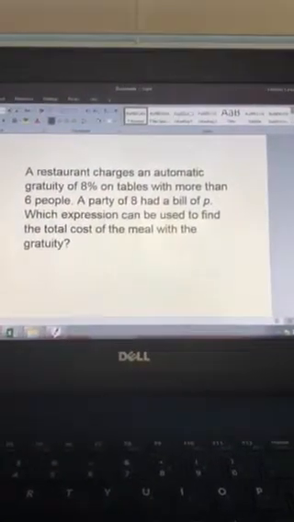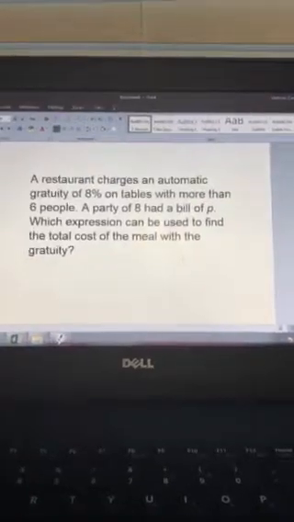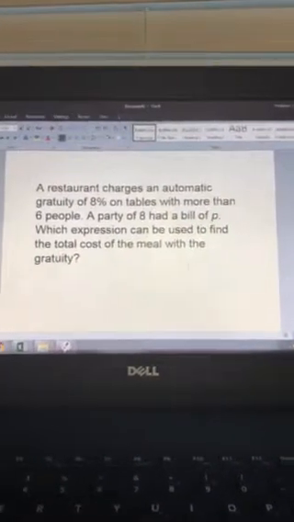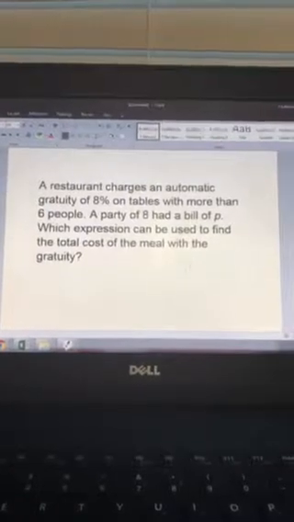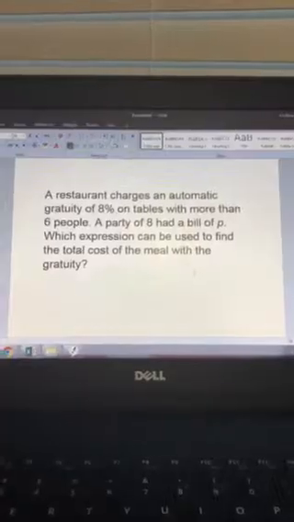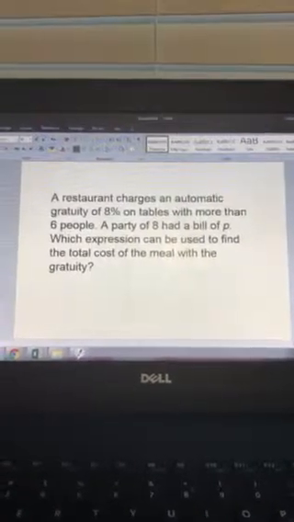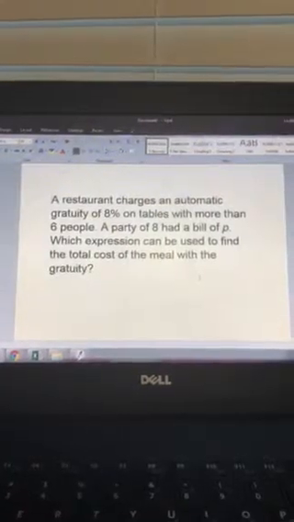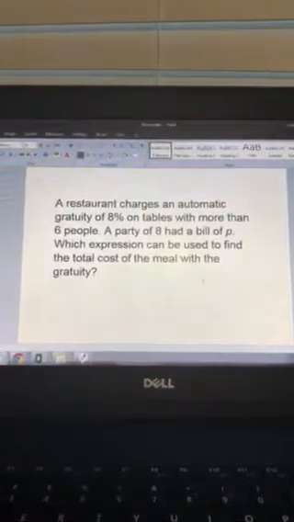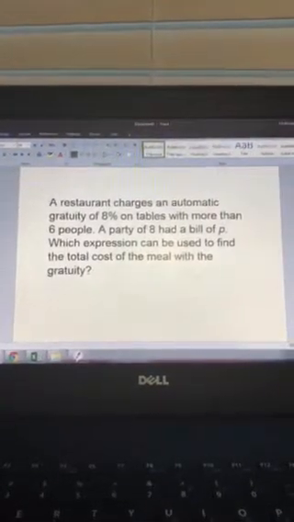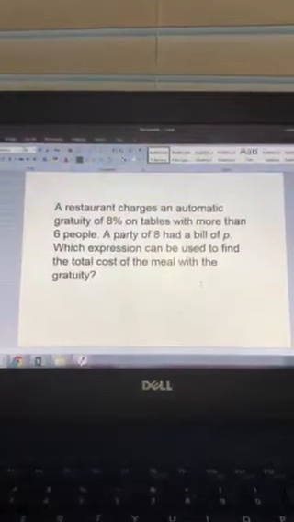I've changed the numbers on these problems from what you might see in Edgenuity, so just be careful, and you can just apply the same concept with the problems you see in Edgenuity. A restaurant charges an automatic gratuity of 8% on tables with more than 6 people. A party of 8 had a bill of P, P representing the price of the bill. Which expression can be used to find the total cost of the meal with the gratuity?